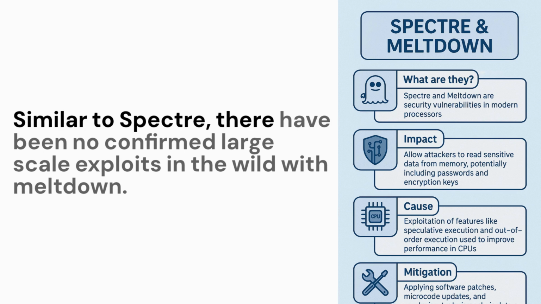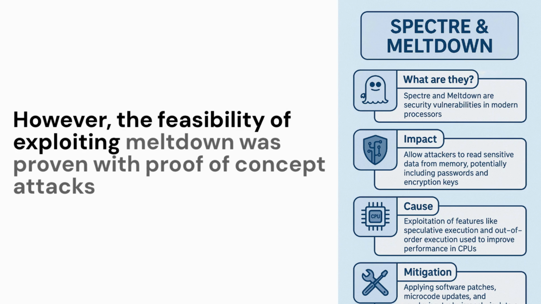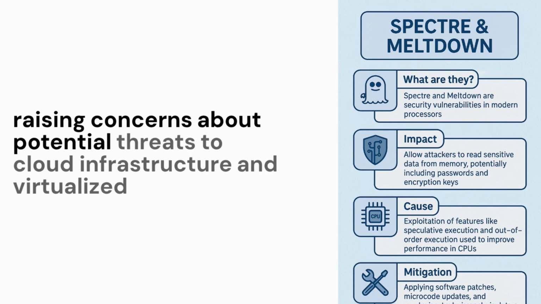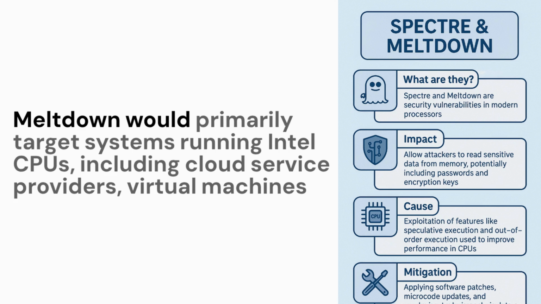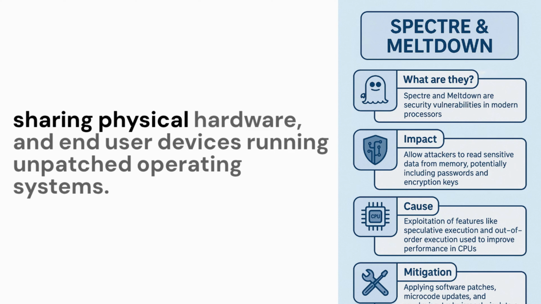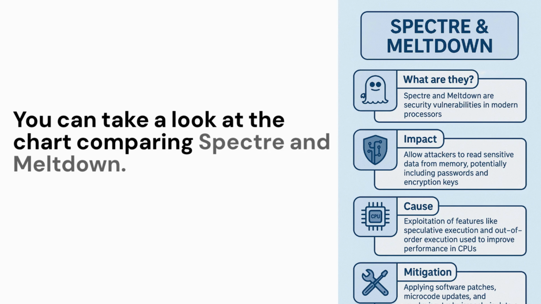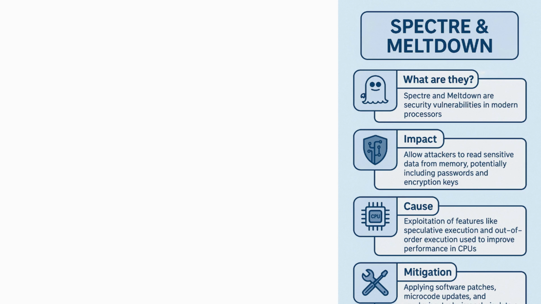Similar to Spectre, there have been no confirmed large-scale exploits in the wild with Meltdown. However, the feasibility of exploiting Meltdown was proven with proof-of-concept attacks, raising concerns about potential threats to cloud infrastructure and virtualized environments. Meltdown would primarily target systems running Intel CPUs, including cloud service providers, virtual machines sharing physical hardware, and end-user devices running unpatched operating systems. You can take a look at the chart comparing Spectre and Meltdown.